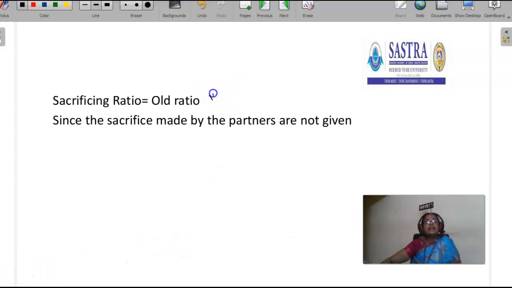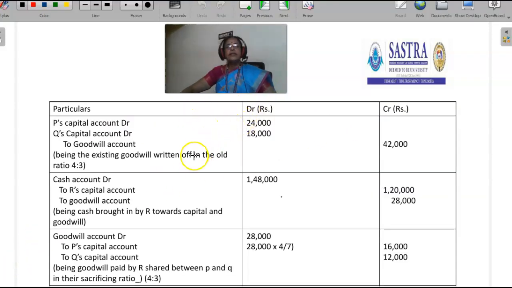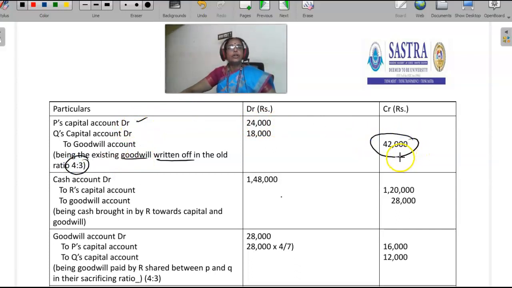In this problem, the sacrificing ratio is equal to the old ratio, since the sacrifice made by the partners is not given. For the journal entry, first we have to write off the goodwill which is in the books. Further, the entry is P's capital account debit, Q's capital account debit, to goodwill account in the old profit sharing ratio. The old profit sharing ratio is 4:3. The amount of goodwill in the balance sheet is 42,000. So P's capital account debit 24,000, Q's capital account debit 18,000, to goodwill account 42,000.